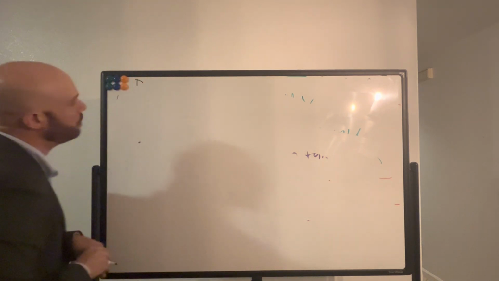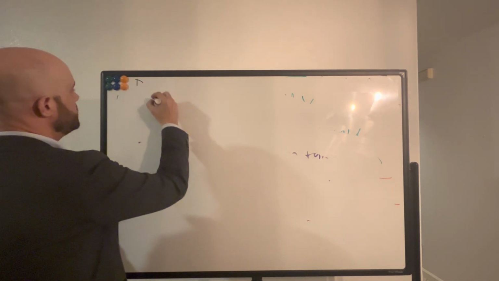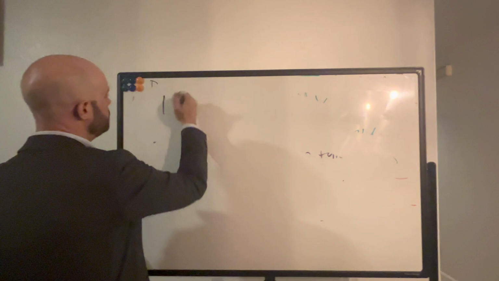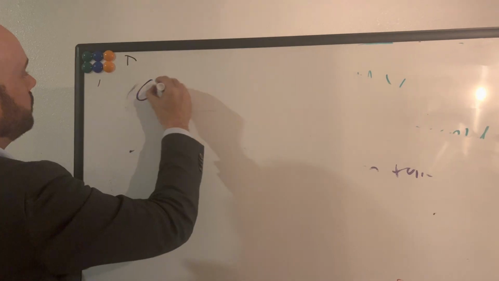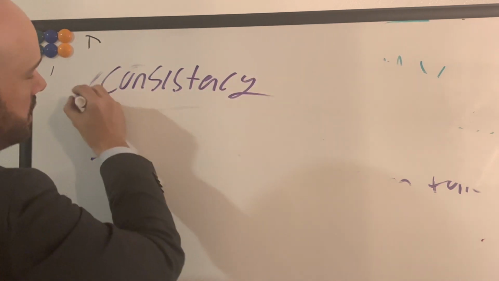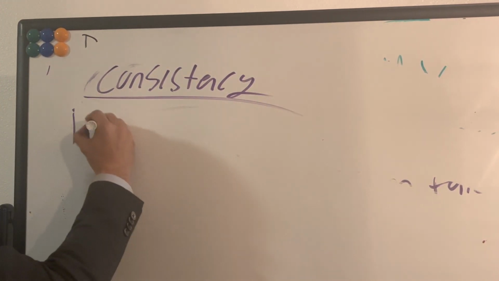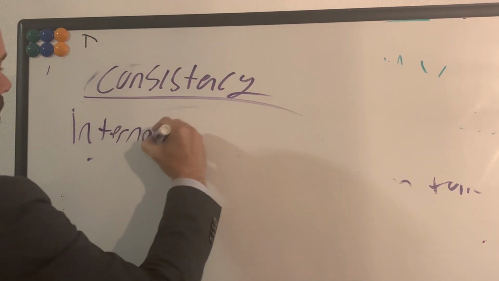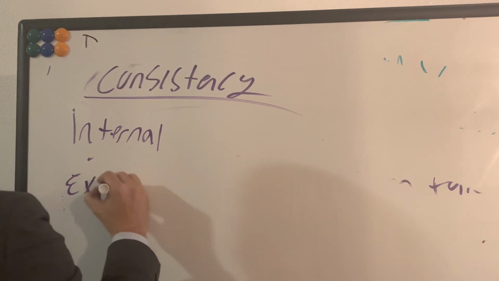The other two that I want to mention to you are consistency. So consistency comes in internal variety and external.